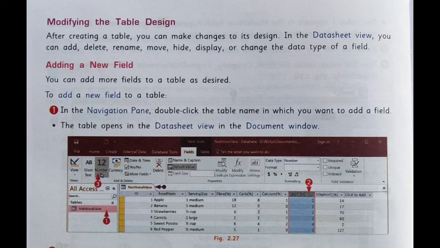Modifying the table design. After creating a table, you can make changes to its design. In the datasheet view, you can add, delete, rename, move, hide, display, or change the data type of a field. Adding a new field. You can add more fields to a table as desired. To add a new field to a table, first, in the Navigation Pane, double-click the table name in which you want to add a field. The table opens in the datasheet view in the document window.